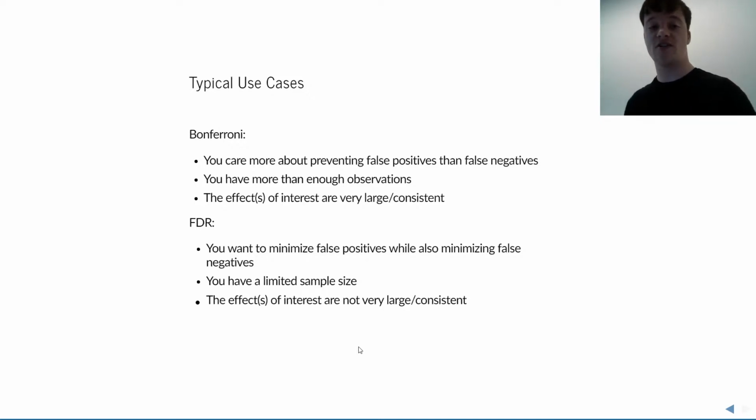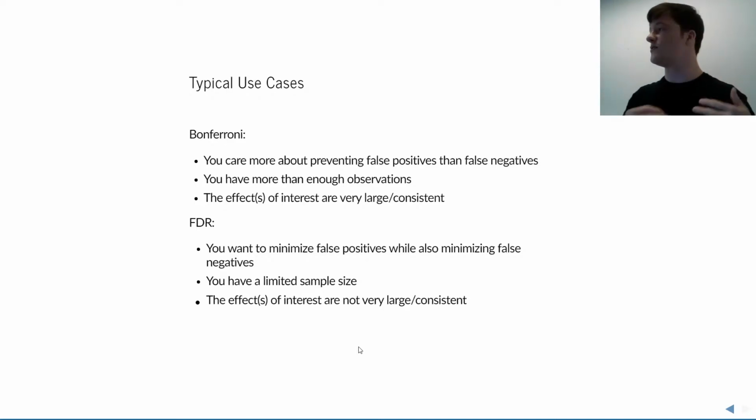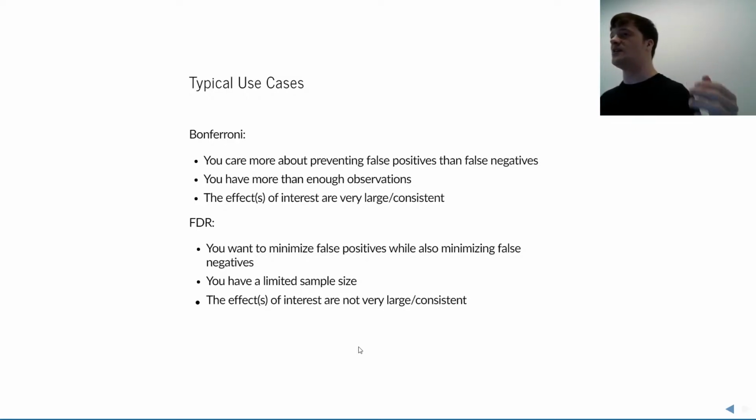There's one important reason you would use Bonferroni over FDR that I haven't written down here, and that is if tests are correlated. So if you're doing tests that are related to the same thing, then FDR correction is not the right way to go about it, and it will artificially inflate the number of significant results.